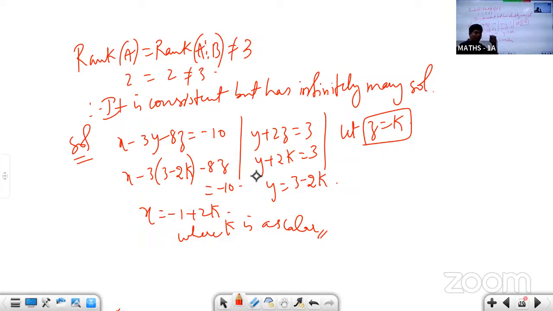Those who are having backlog, in matrices there are 2 very important long answers: one from determinants, one from consistency, inconsistency, Cramer's rule, or matrix inversion. That we already finished over the past 2 days. Now, let us do a few 2 marks in matrices. It will add to your total, and you can do 2 marks also. It's not very tough. And tomorrow we'll do 4 marks.